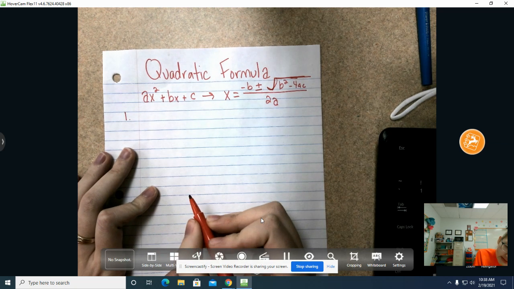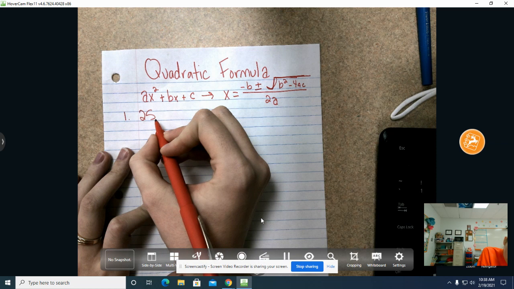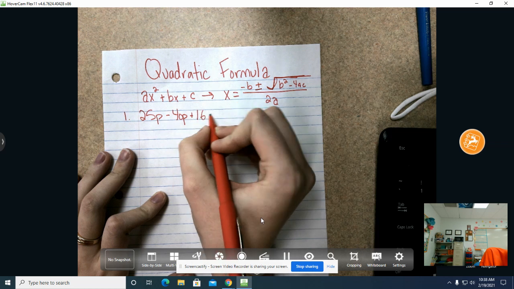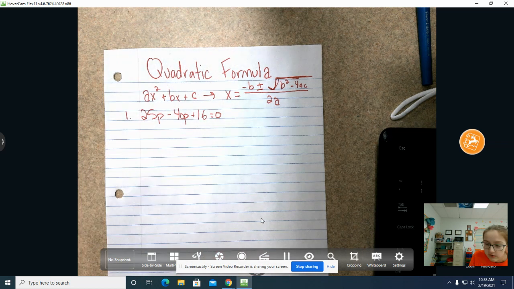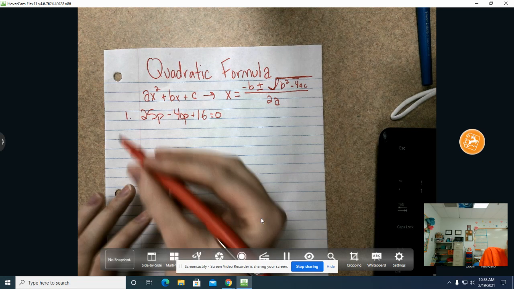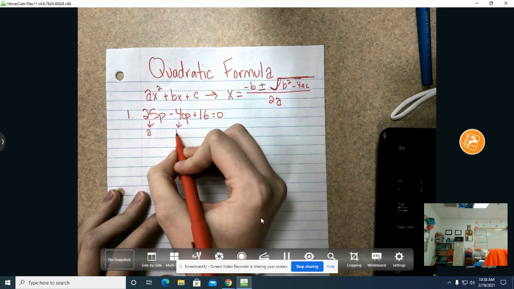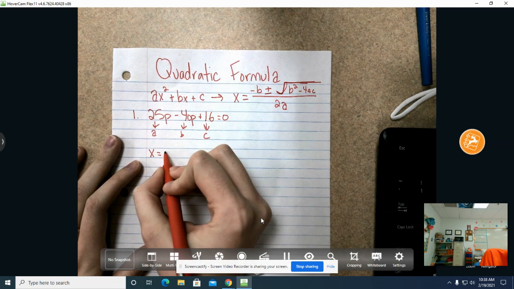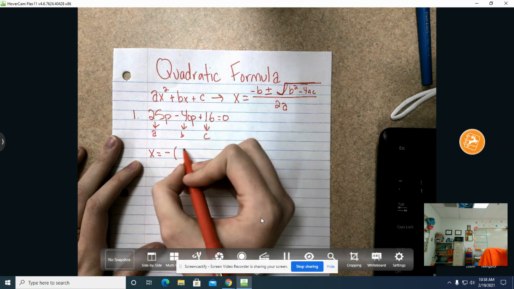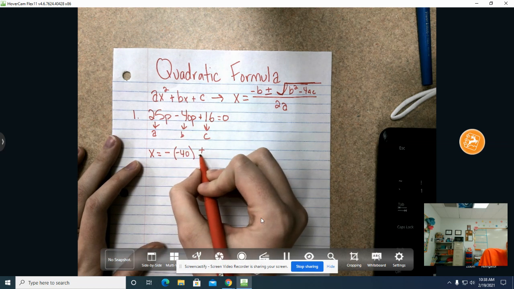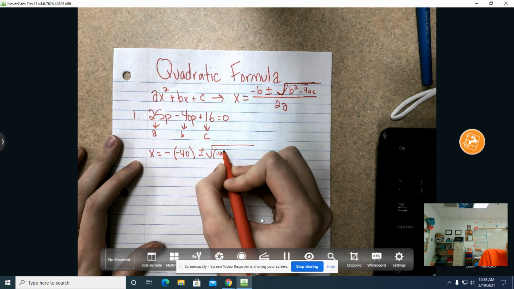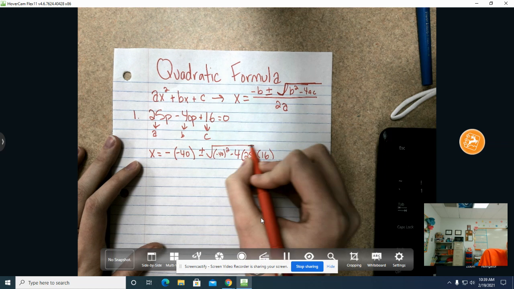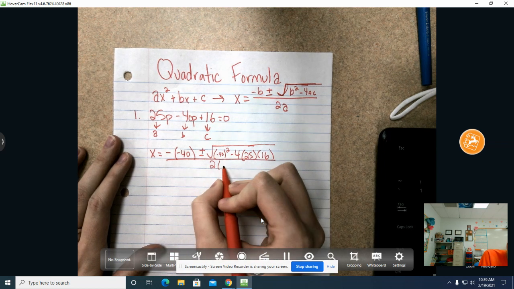So, example 1, let's say we have 25p squared minus 40p plus 16 equals 0. These always have to equal 0 in order to work. Have your a, b, and c values. This is your a, this is your b, and this is your c. So we're going to plug into the formula. x equals negative b. Our b value is negative 40, plus or minus the square root of b squared minus 4ac, all over 2a.